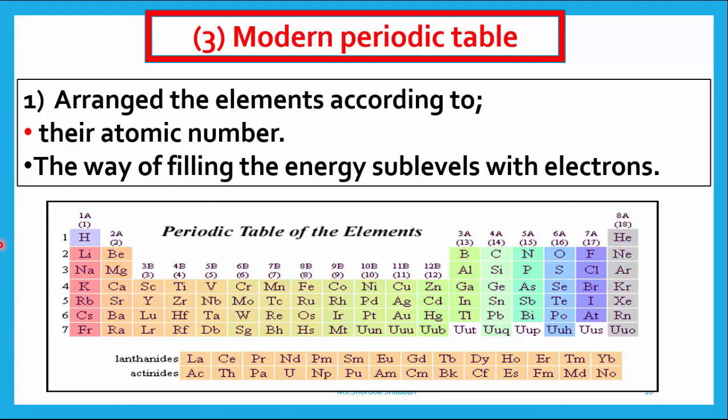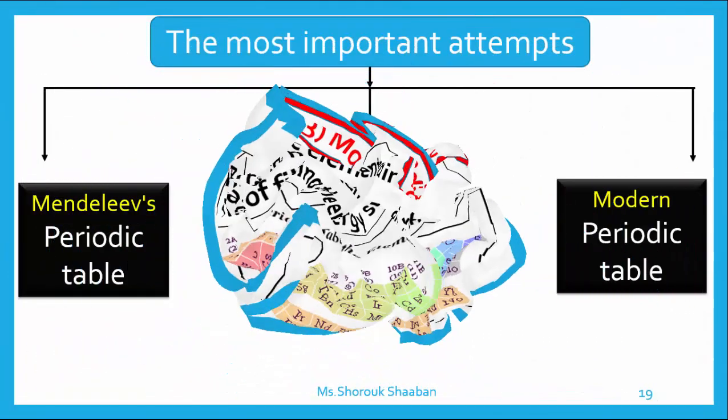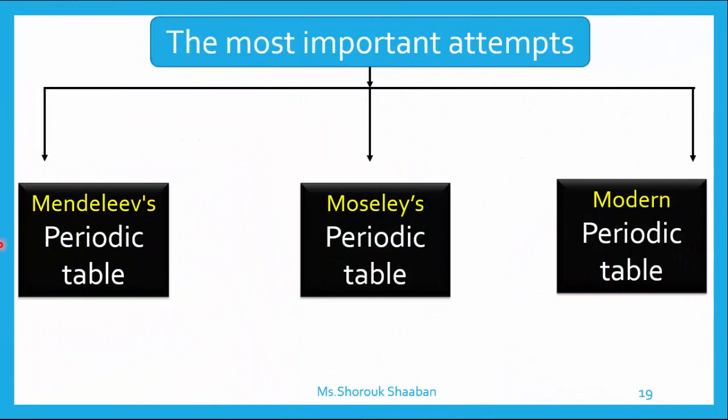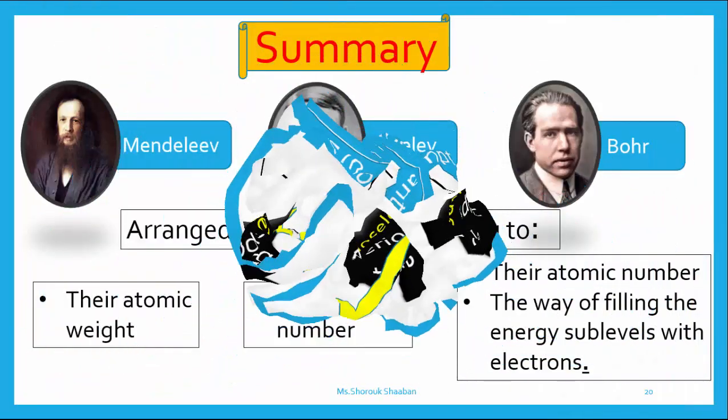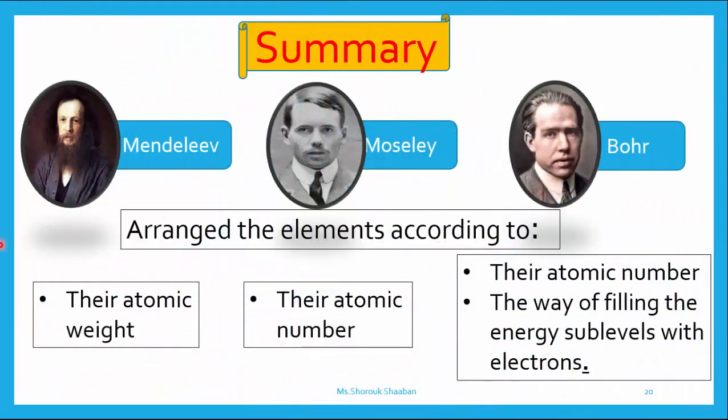Now we finished the 3 attempts of classifying the elements: Mendeleev's, Moseley's, and the modern periodic table. Mendeleev arranged the elements according to atomic weight, Moseley according to atomic number, and Bohr, but we cannot say Bohr because there were many scientists who made the modern periodic table. They arranged it according to atomic number and the way of filling the energy sublevels.